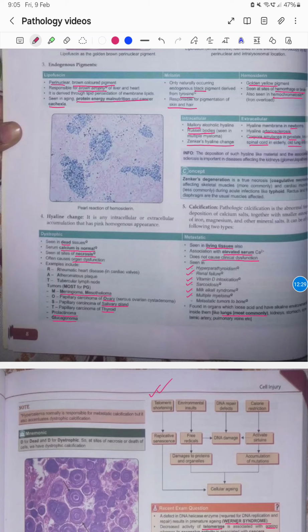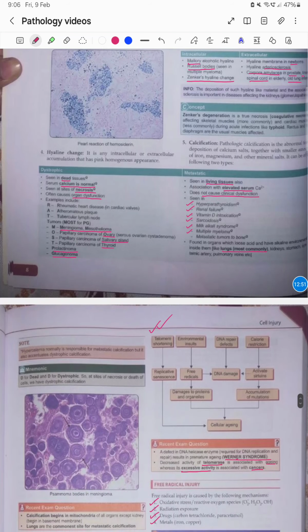Hyaline changes can be intracellular or extracellular. Intracellular hyaline changes include Mallory body, Russell body and Zenker hyaline change, and extracellular hyaline change includes hyaline membrane in newborn, hyaline atherosclerosis, corpora amylacea in prostate, brain, spinal cord in elderly, old lung infarcts, etc.